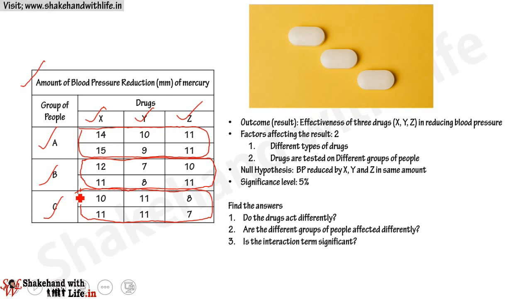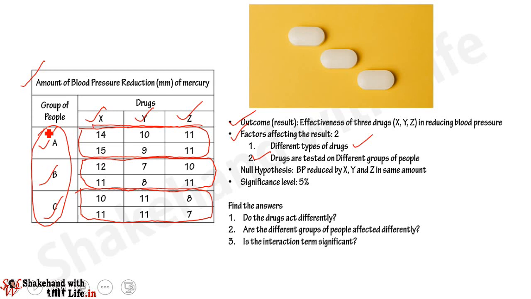Now the outcome is the effectiveness of three drugs X, Y and Z in reducing blood pressure. How many factors do we have? We have two different factors. The first one is different types of drugs. So we have three types of drug here. Now the second factor is that the drugs are tested on different groups of people. So the second category which could affect the result is different groups of people. So we have two different factors that could affect the result.